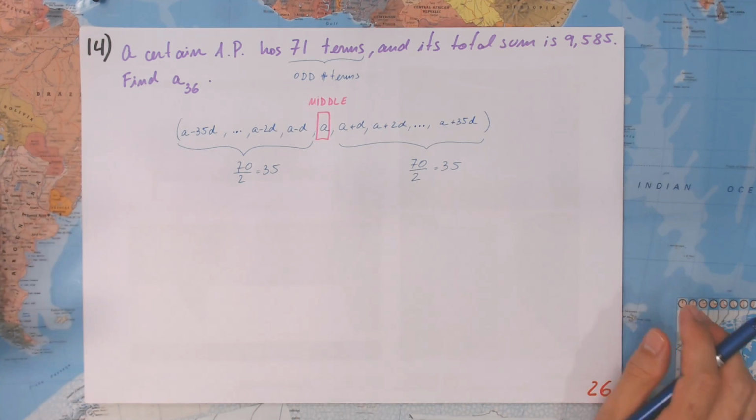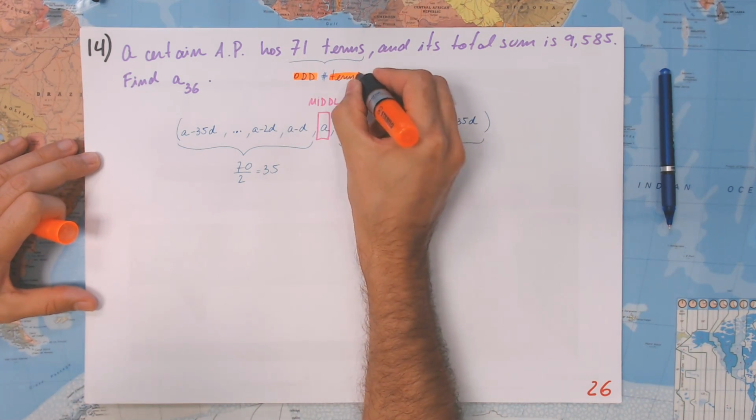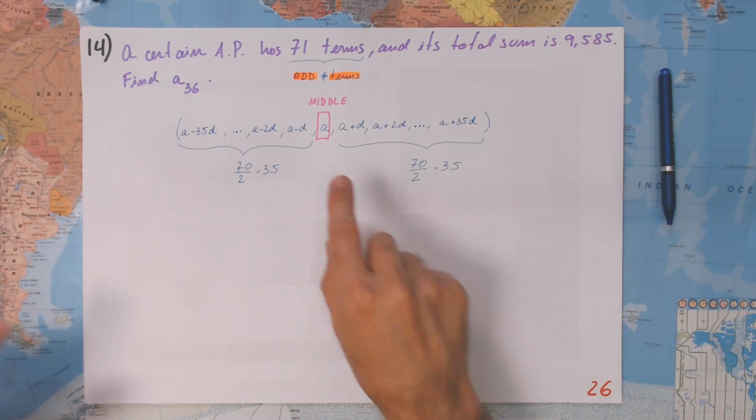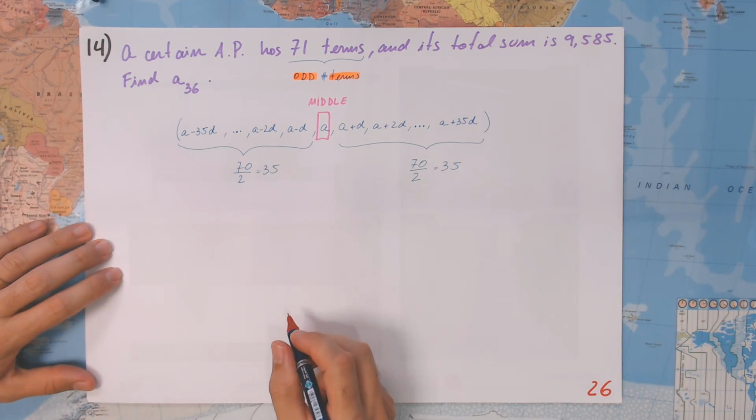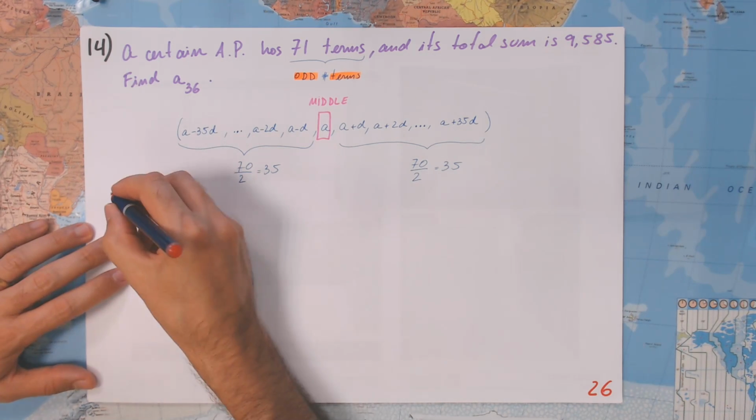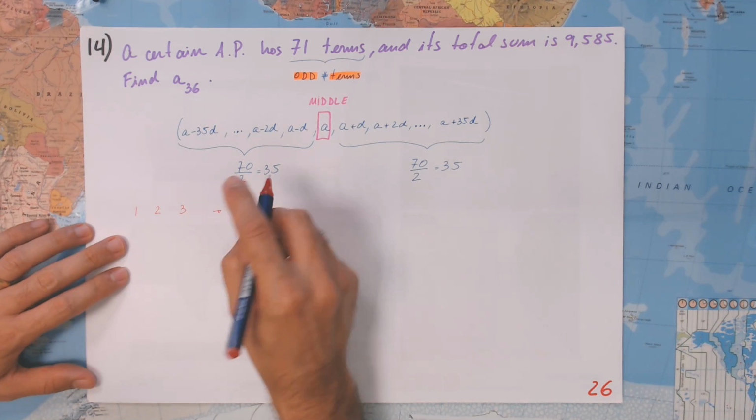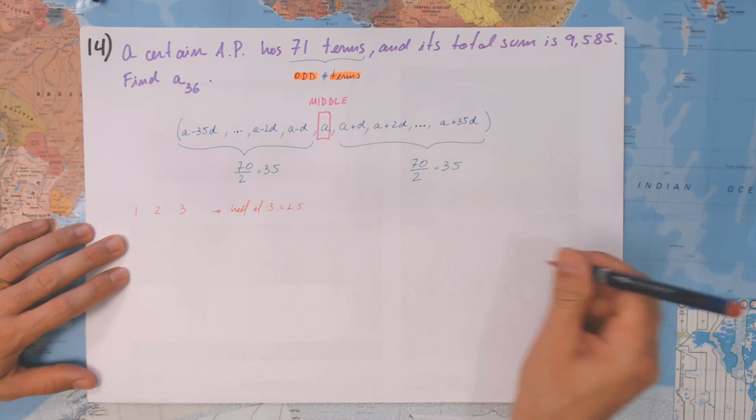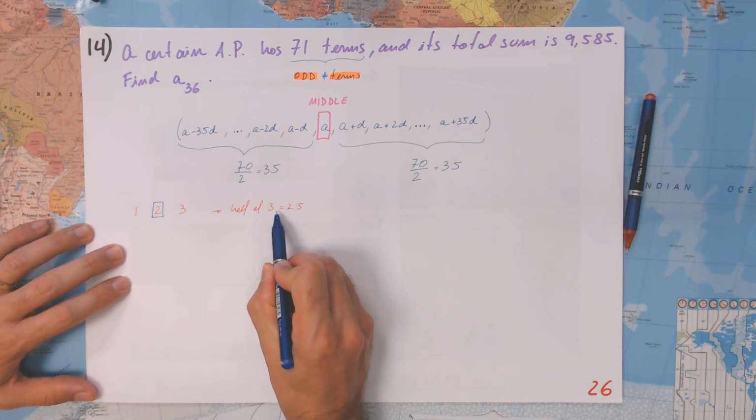Once we realize that we have odd terms, the next step is, what is the middle term? I'm going to do now a very easy way. You just follow once, and for the rest of your life you don't have to do this again. Let's suppose we just have 3 terms: 1, 2, 3. What is half of 3? It is going to be 1.5. This is the middle term. Why? It is the next integer after the half.